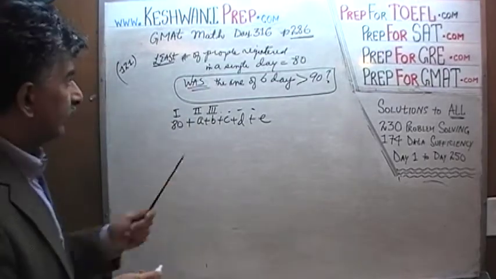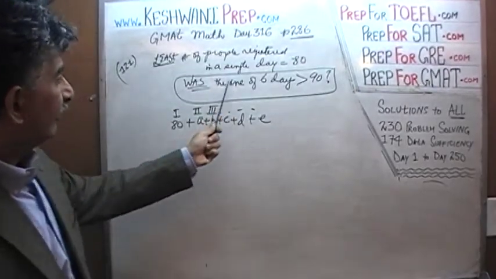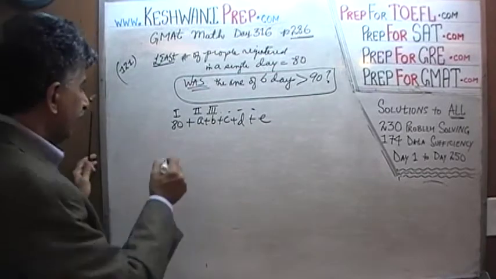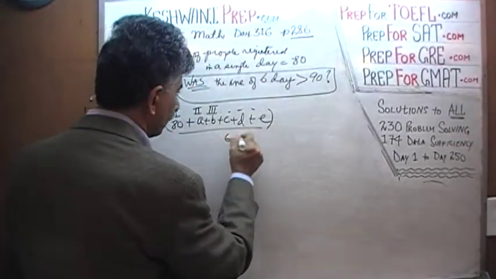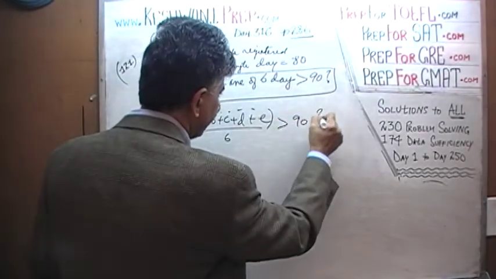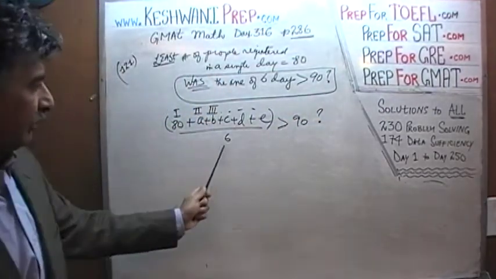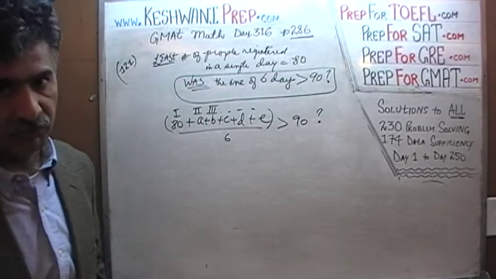And we are told that the average is more than 90. What's the average? The average of these numbers, there are six of them here, divided by six. The question is, is this more than 90? Is the average, this quantity divided by six, more than 90? That's the question.